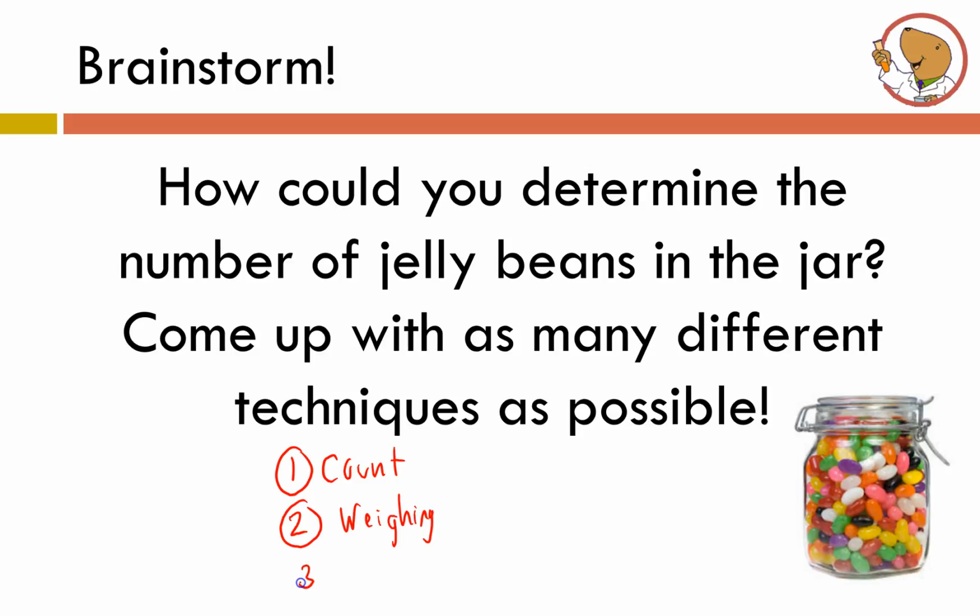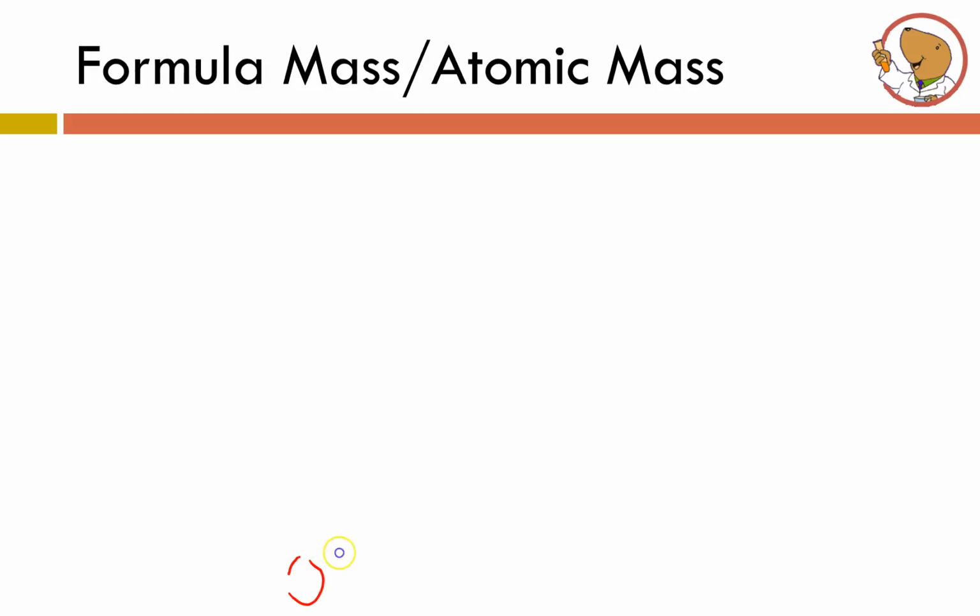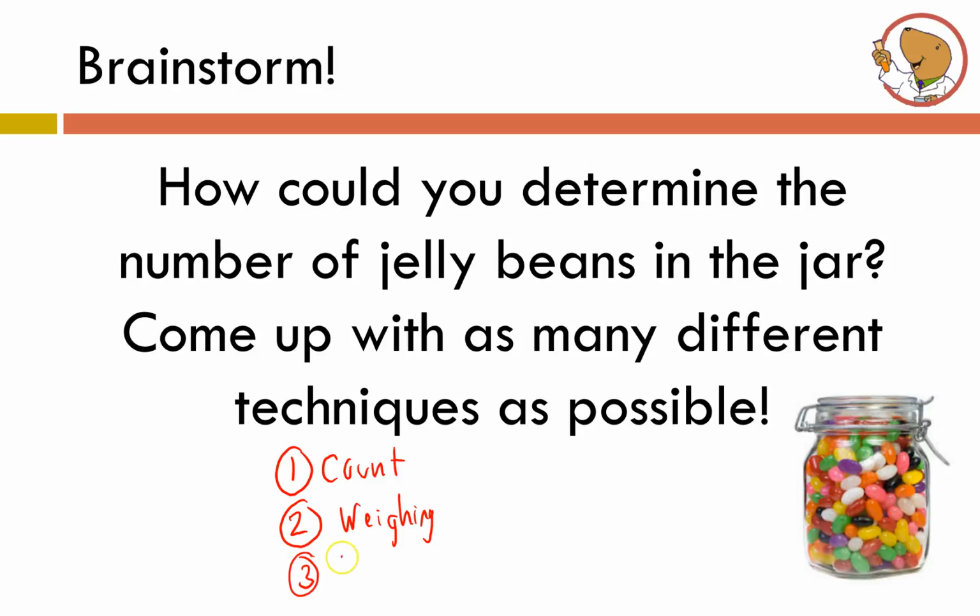Another technique that you might be able to use is volume. You could find the volume or the space occupied by a single jelly bean. You could find the volume of the jar itself. And again, just do a simple division, total volume divided by volume of a jelly bean, and hopefully figure out the number of jelly beans in the jar that way.